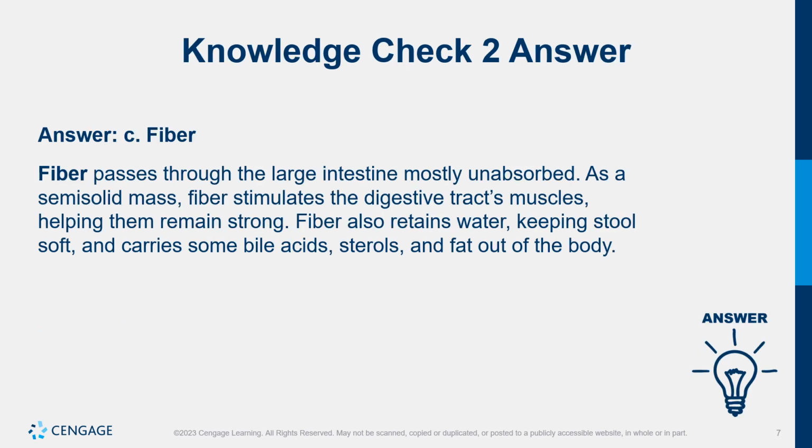The answer here is fiber. Fiber passes through the large intestine mostly unabsorbed. It stimulates the digestive tract's muscles and retains water, keeping the stool soft. This makes it easier to pass, and also this makes it glob on to bile acids and sterols and take some fat out of the body. We'll see later that this is really good for our body's cholesterol levels.